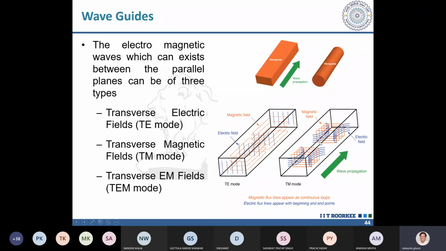So here the magnetic field will be in this fashion. The magnetic field is basically this component of the magnetic field. This component is in between the two parallel plates, the upper plate and the lower plate. And the wave is propagating in this direction. So this is how the TE mode and TM mode work.